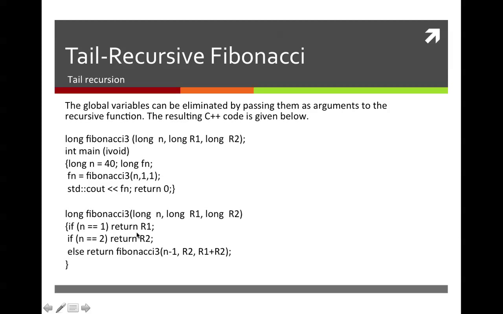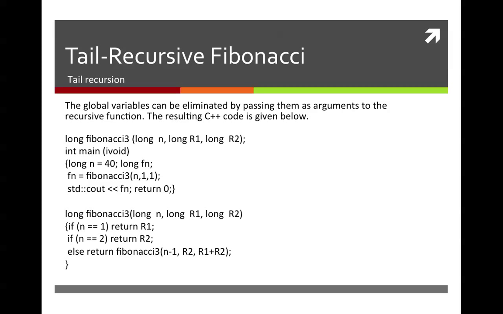So we say if n is equal to 1, return R1. If n is equal to 2, return R2. Else return Fibonacci 3, and then just make n equal to n minus 1. And then what was R1 now becomes R2, and what was R2 now becomes R1 plus R2. So we do this addition right inside the argument of the Fibonacci function. This is really tail recursion. And we pass these computed values along by effectively truncating the second call and doing the addition in place.